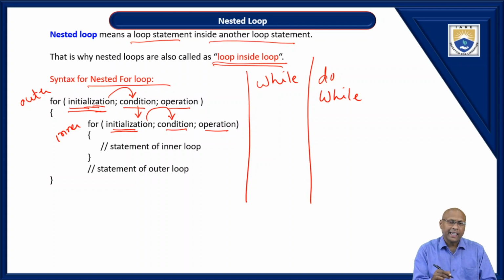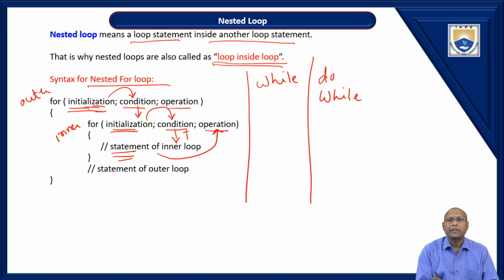After checking, the condition will be either true or false. If it is true, it will come inside. After coming inside, it will perform the statement. After performing the statement, the control will go to operational part. That operation may be increment, decrement, multiplication, division, remainder, any operation. After performing operation, again check the condition. The condition may be a relational expression, a boolean expression, and it will be either true or false.